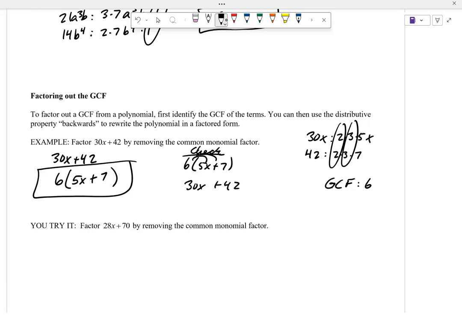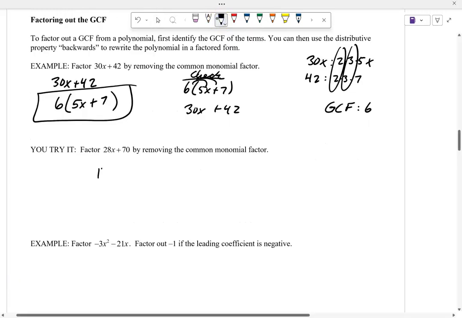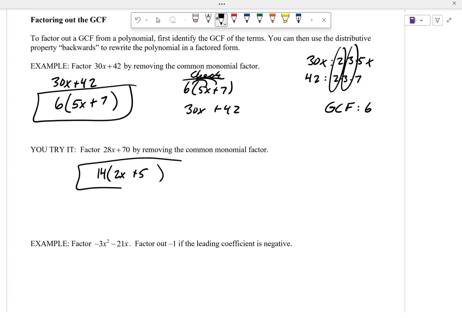And similarly for this next one, go ahead and try that. So on this you-try problem, you should have recognized that 14 was the greatest common factor. So 28x divided by 14 would be 2x. 70 divided by 14 is a plus 5. You can distribute that back and check that.